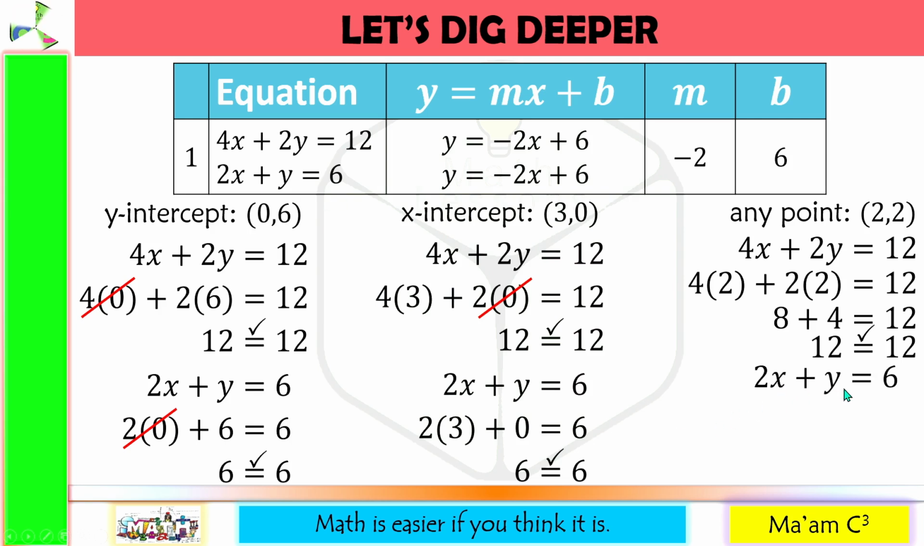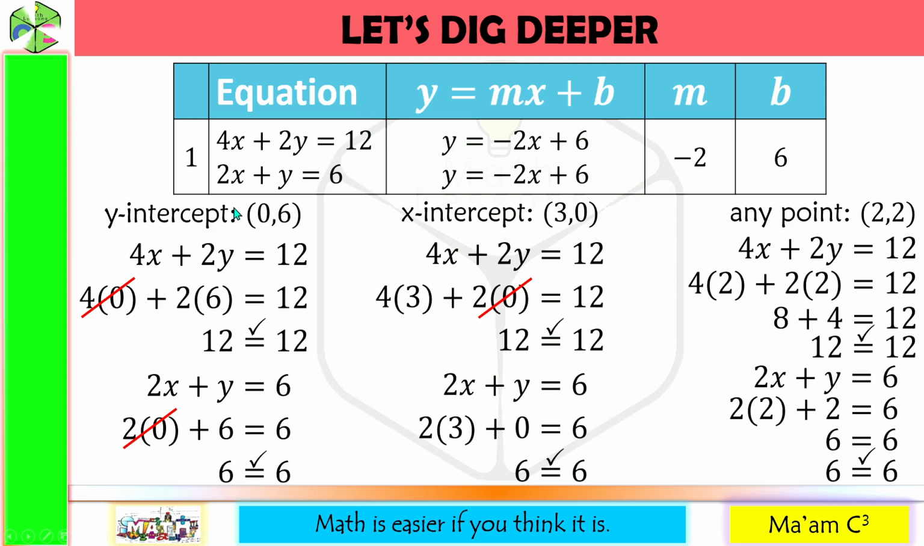Substituting (2, 2) to the second equation. Again, x is 2 and y is 2. 2 times 2 is 4. And 4 plus 2 is equal to 6. Yes, they are equal. So what does this tell us? It tells us that any point on the line satisfies both of the equations. Meaning we could have infinitely many points and still satisfy the pair of linear equations.